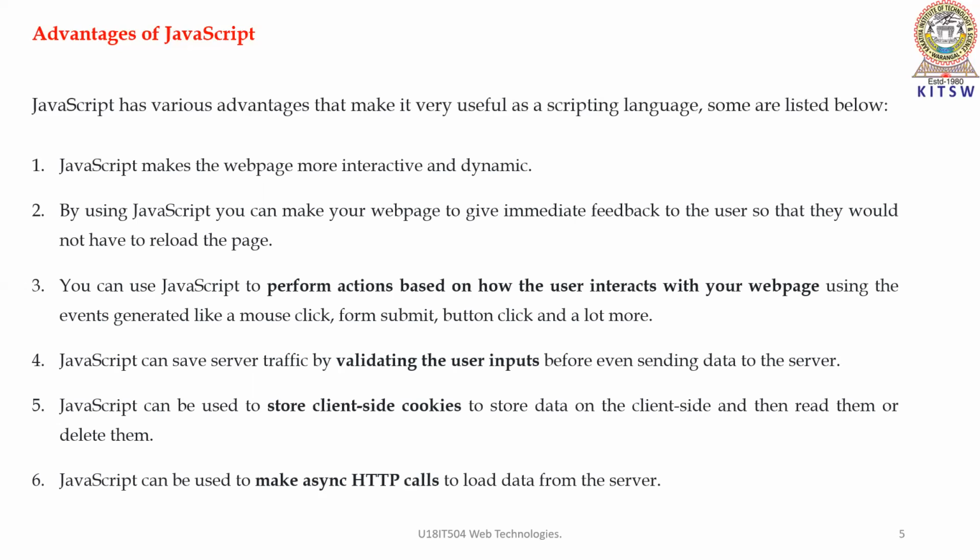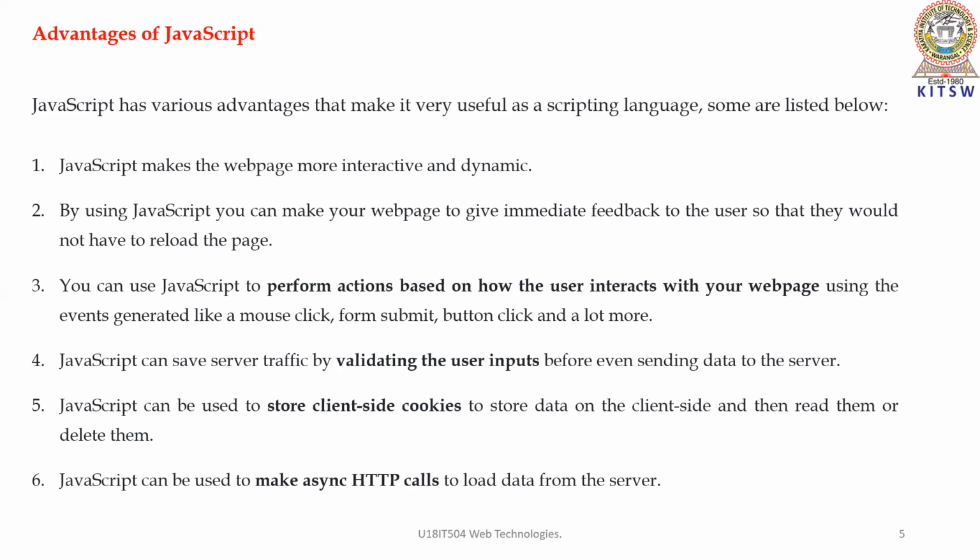We use JavaScript to perform certain actions based on the user's interaction with the web page. We will perform certain actions by using the events generated by the users interacting with the web page, like mouse click, form submit, button click, and many more.